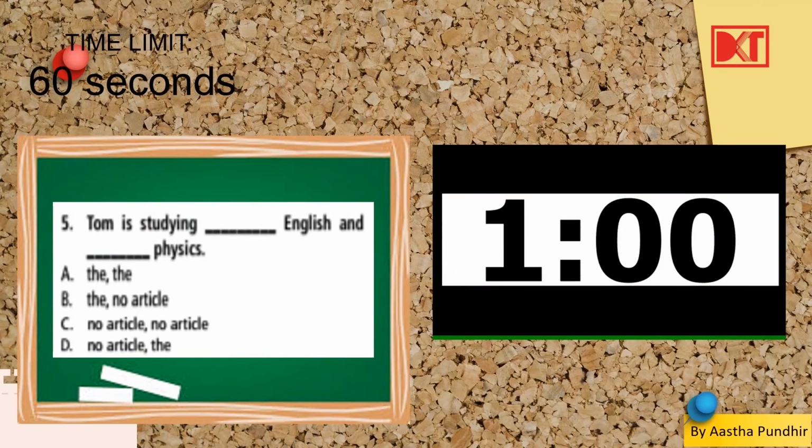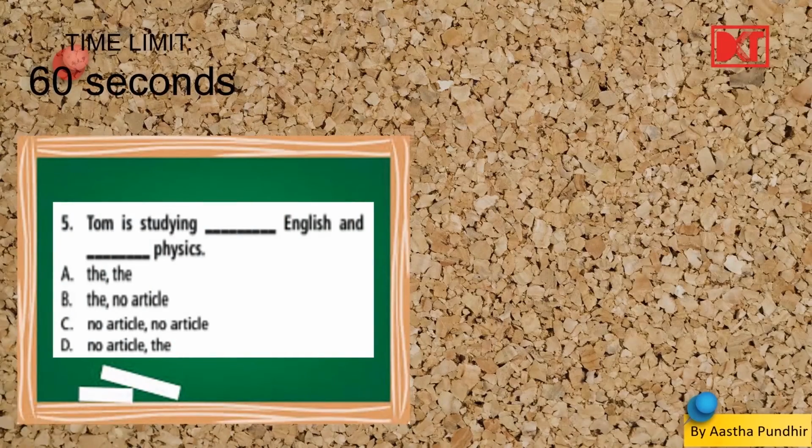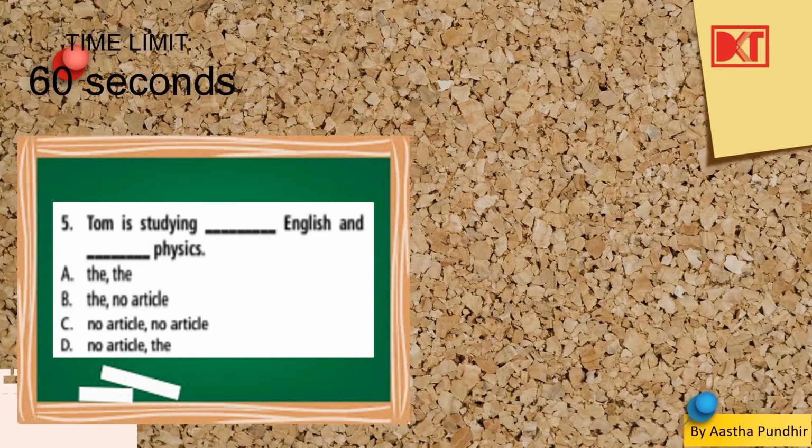Okay, next up we have: Tom is studying dash English and dash physics. Here, with subjects we don't use any article. Tom is studying English and physics. Okay, the correct answer is C.